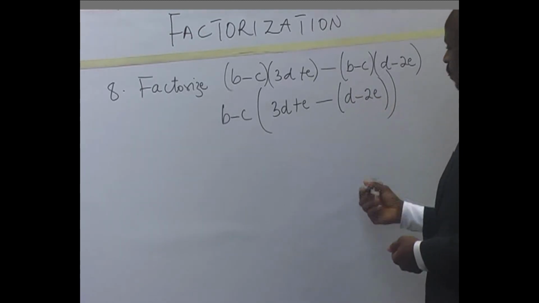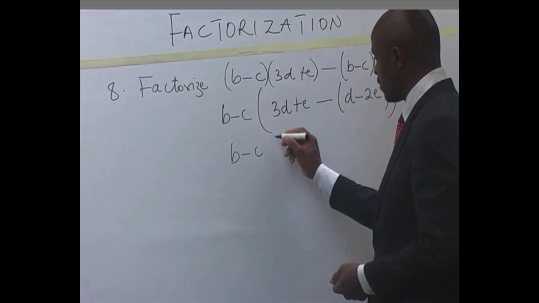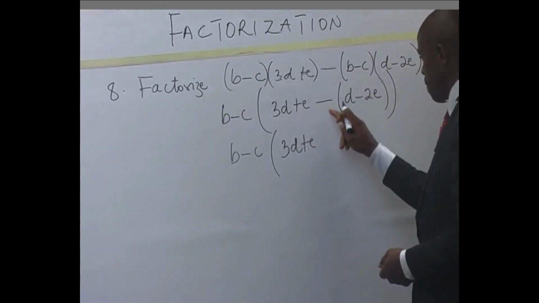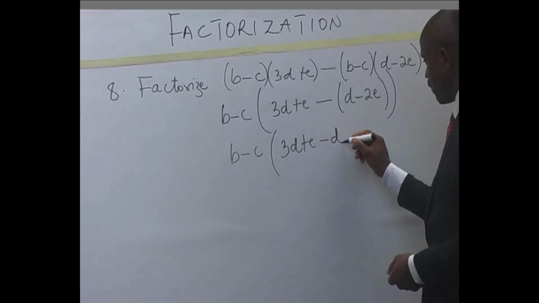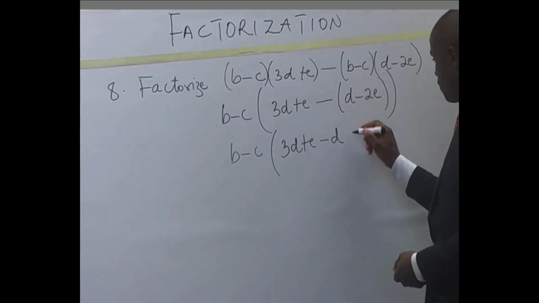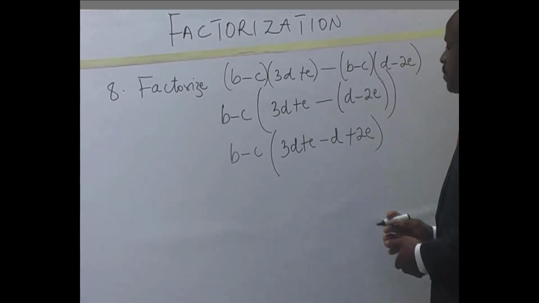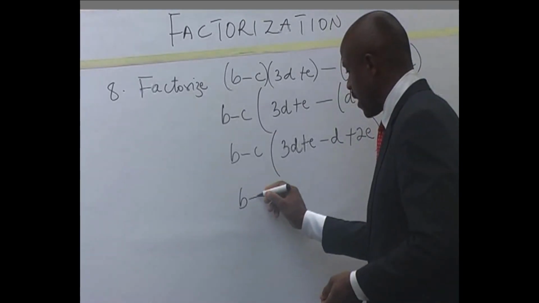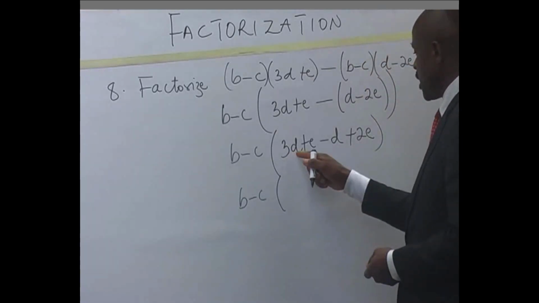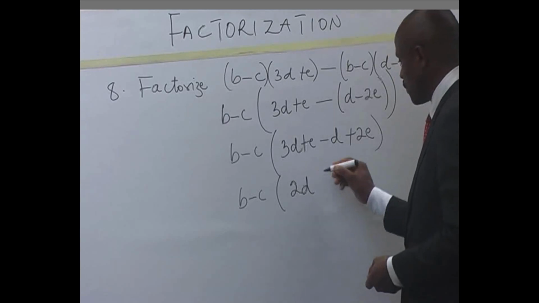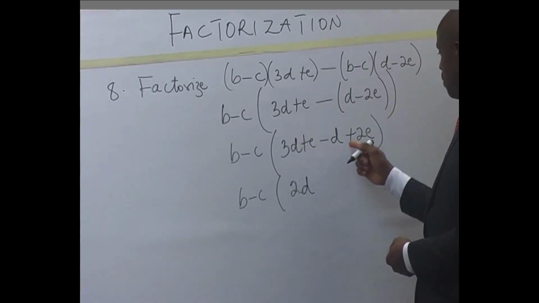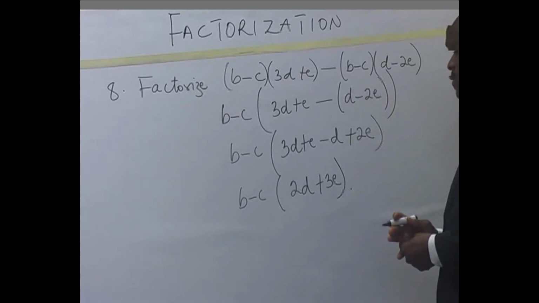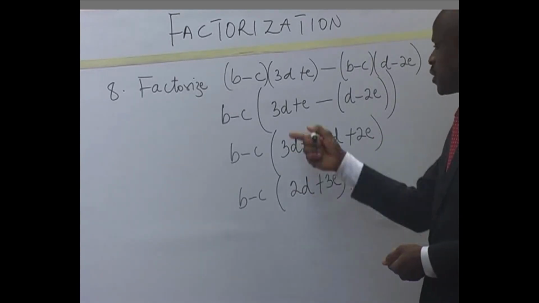Now remove this bracket. If you remove the brackets, you have b minus c outside the bracket. Bracket opens, 3d plus e. Minus times d will give you minus d. Minus times minus 2e will give you plus 2e. Close the bracket. We're going to collect like terms here. First of all, bring down b minus c, open bracket. 3d minus d will leave you with 2d. e plus 2e will give you plus 3e. This is the end of your factorization of this particular concept.